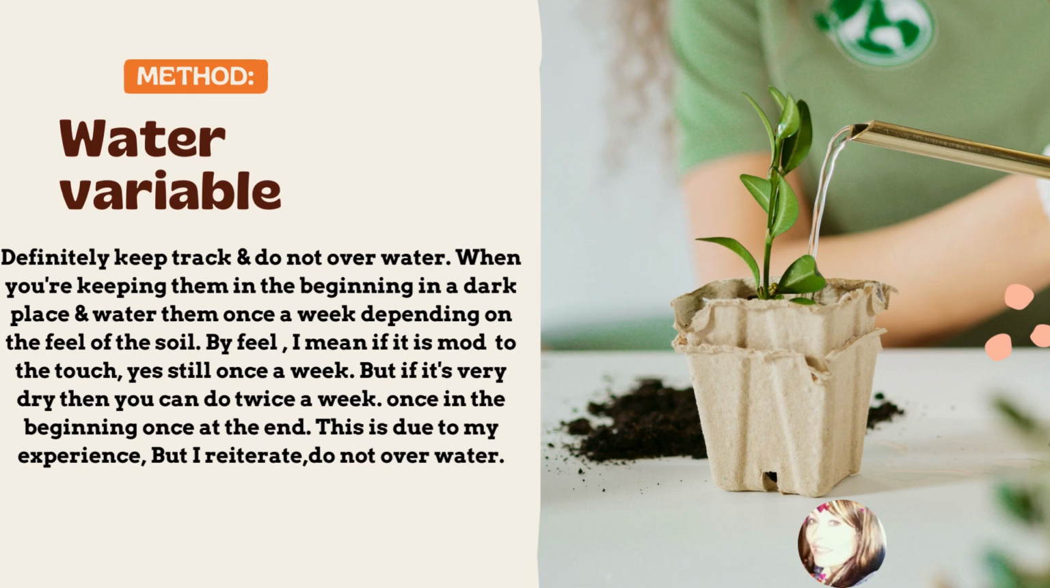Water variable method. Definitely keep track and do not overwater when you're keeping them in the beginning in a dark place, and water them once a week, depending on the feel of the soil. By feel, I mean if it is moist to touch. Yes, still once a week. But if it's very dry, then you can do twice a week, once in the beginning, once at the end. This is due to my experience, but I reiterate, do not overwater.